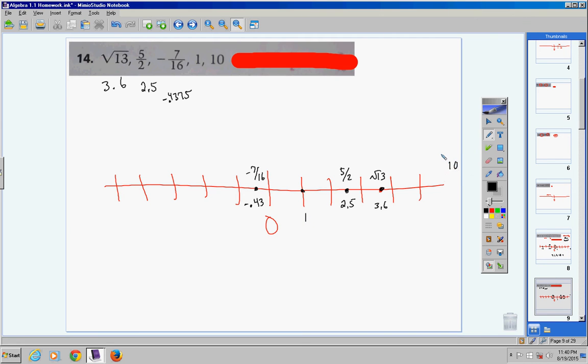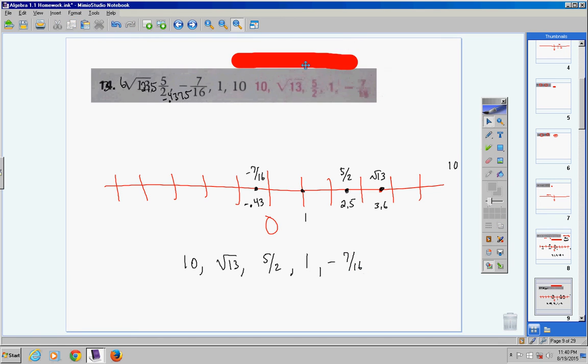So if we're going descending, start with the largest and work our way down. So 10, and then square root of 13 is next. Then 5 halves is next. And then 1 is next. And then negative 7/16. And that should match the answer. Let's make sure that it does.